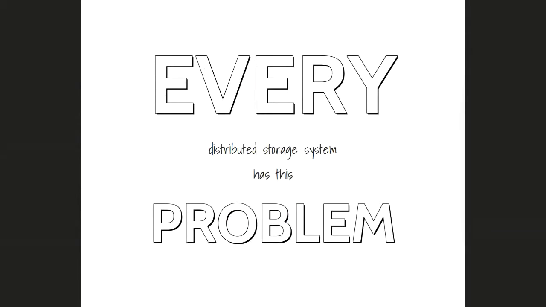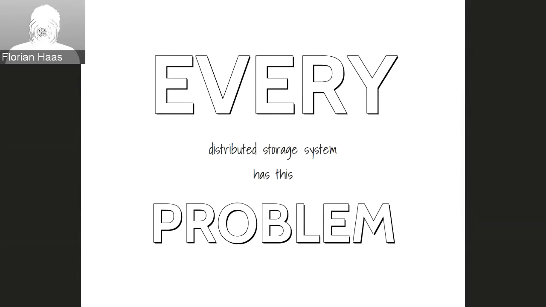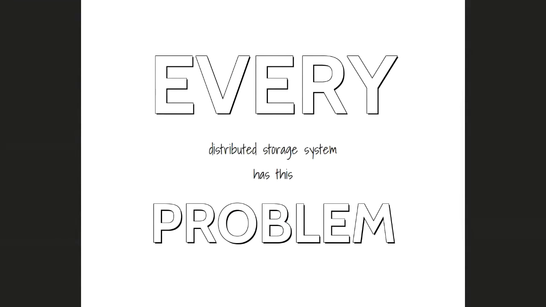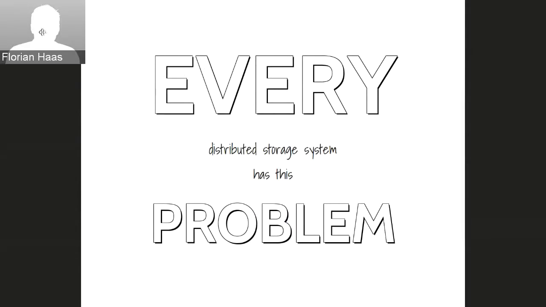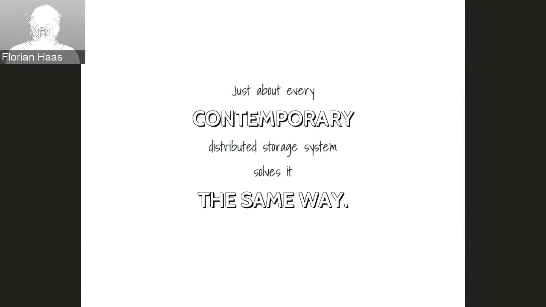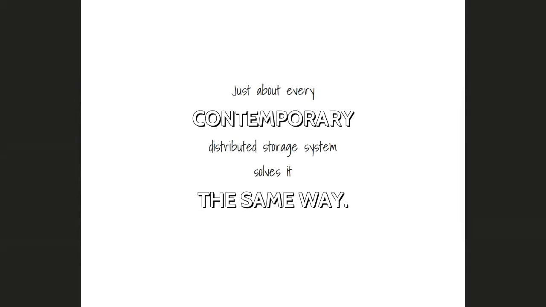Every distributed storage system wants to distribute data evenly, but it also wants a configuration that has minimal migration when capacity changes. And just about every contemporary distributed storage system solves it effectively the same way. In Ceph, it's called placement groups. In Swift, they're called partitions, and so forth. So how does this work?